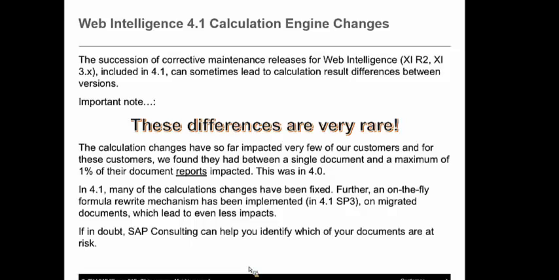If despite all these reassuring words, you're still in doubt and you think you could have some documents impacted by these calculation changes, then you can ask the SAP Consulting to help you identify which of your documents are indeed at risk, if any.